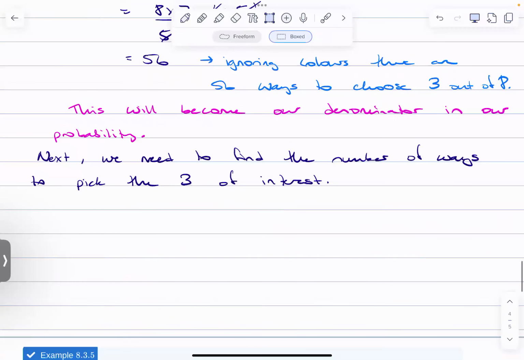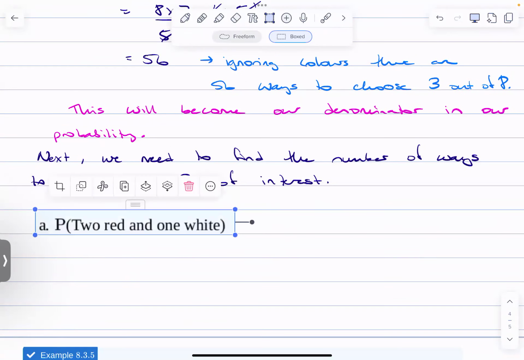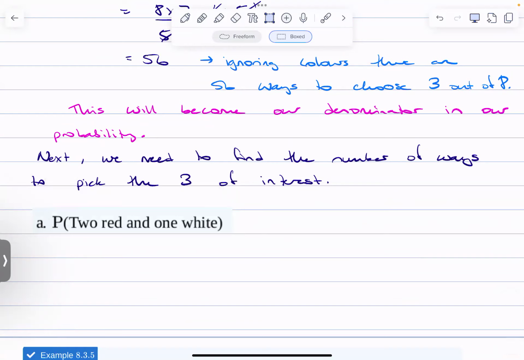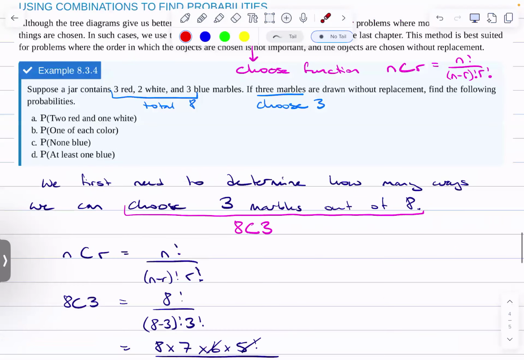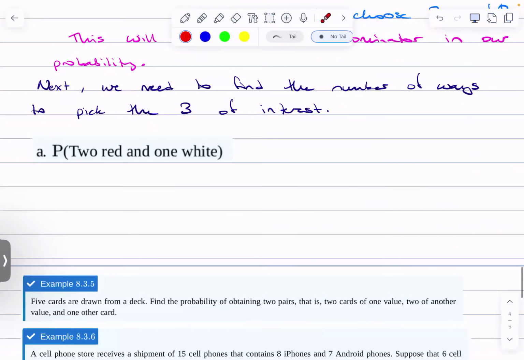56 is going to be our denominator for all of these. And now we need to find, okay, well, how can I choose 2 red and 1 white? So I need to choose 2 red and 1 white. Let's focus on the 2 red. How many red ones did I have? I have 3 red. And if I need to pick 2 of those, I need to choose 2 out of those 3. And so 2 red is going to be from 3, choose 2.